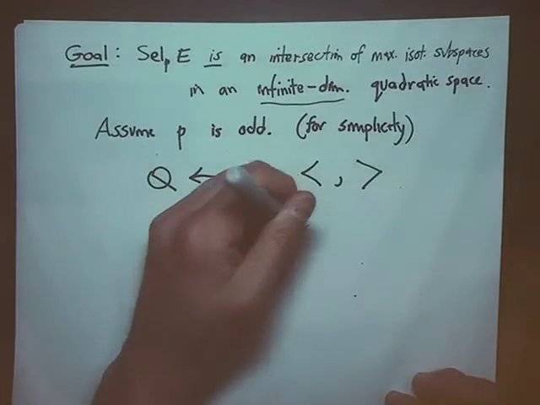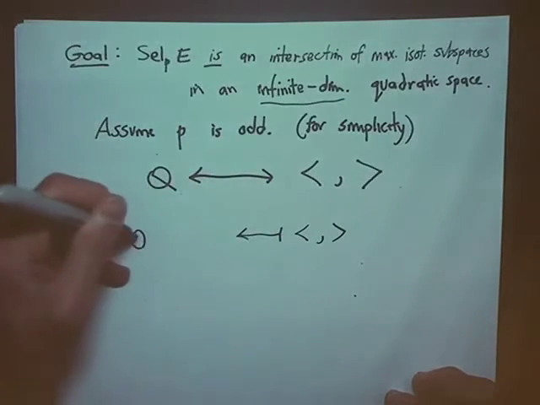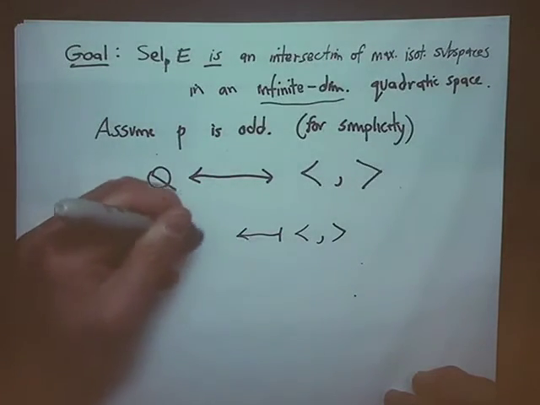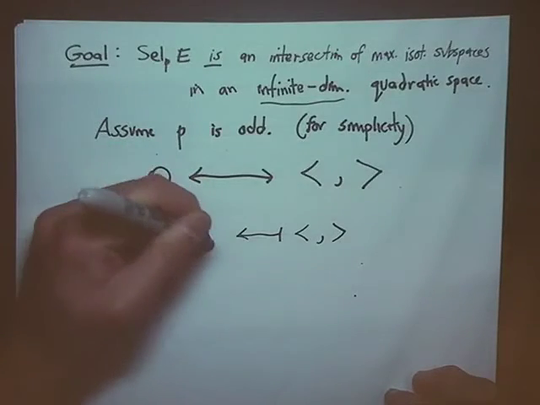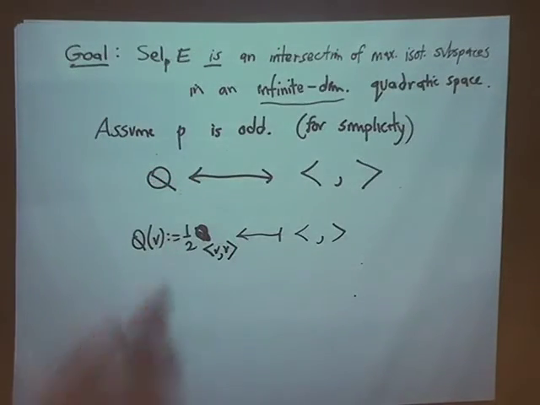If you have the symmetric bilinear form, you define q of v to be 1/2 of v paired with itself, and you can see why I want p to be odd now, if I want this to make sense. That's just the standard way of going back and forth between quadratic forms and symmetric bilinear forms. So now I have to cook up a vector space, then a quadratic form on that, and then 2 maximal isotropic subspaces and say that the P Selmer group is the intersection of those.